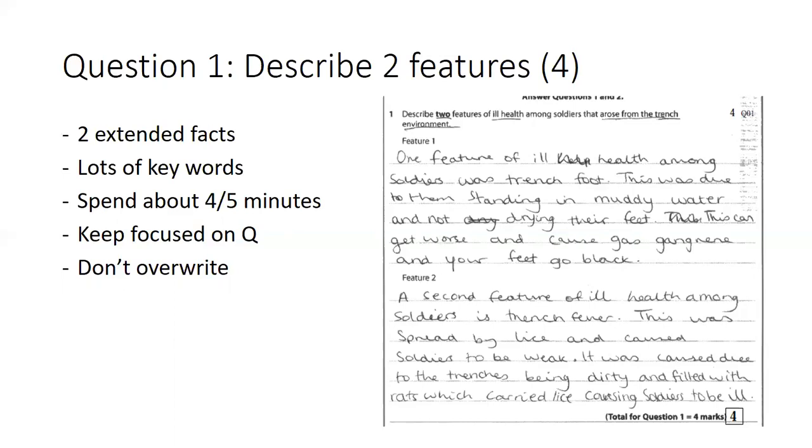A 2nd feature of ill health is trench fever. That's the 3rd mark. This was spread by lice and caused soldiers to be weak. It was caused due to trenches being dirty and filled with rats which carried lice, causing soldiers to be ill. That's their 4th mark. 4 really easy marks to get.